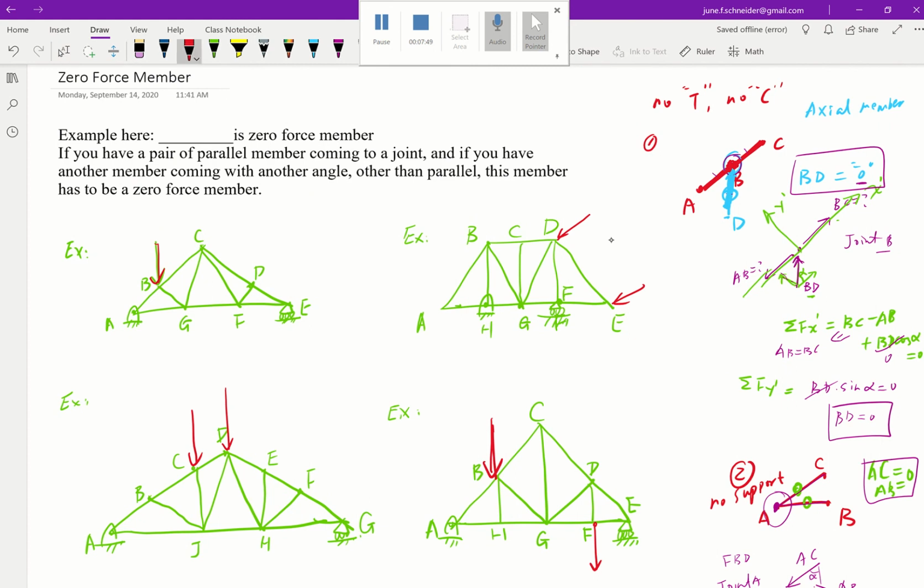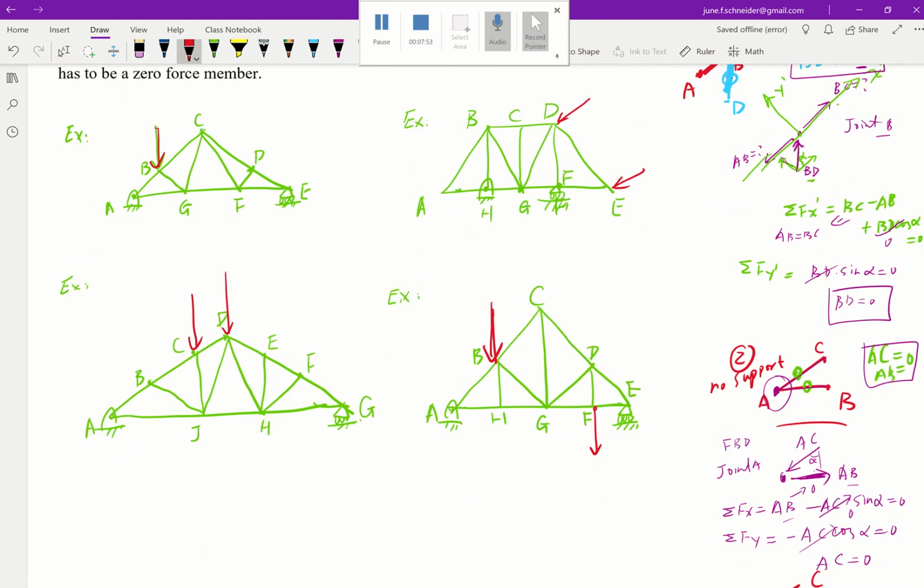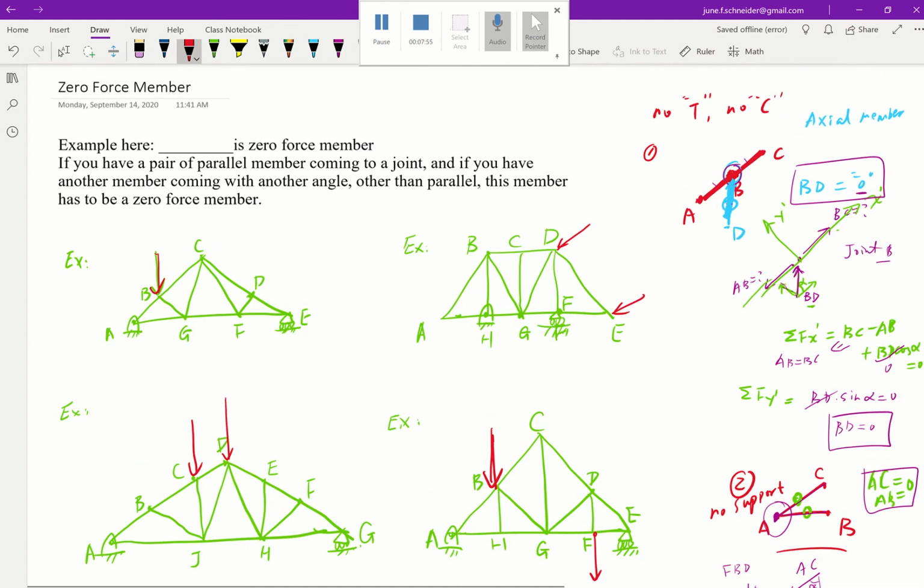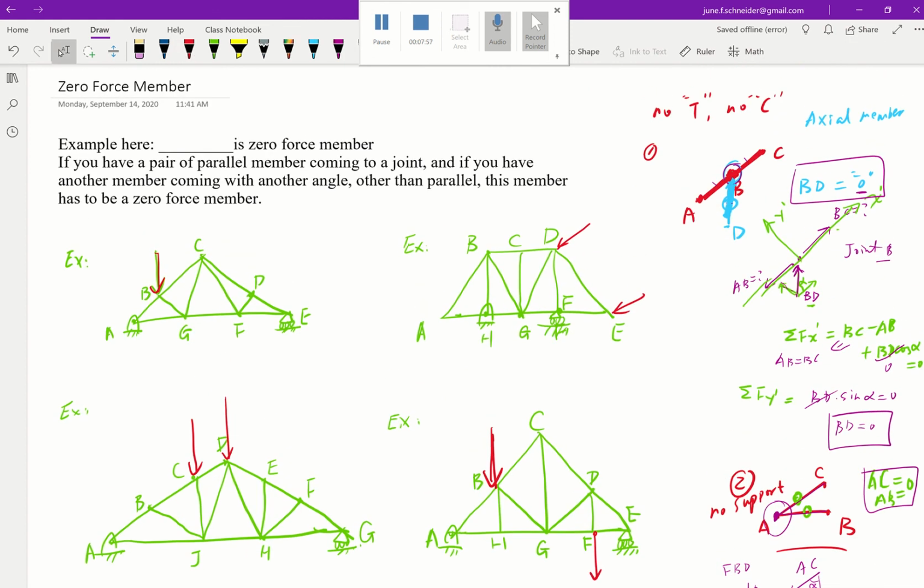So think about the first possibility and also the second possibility here. Now I'm going to practice with you how we use those rules to select a zero force member. Let's look at this example here. Can you find any zero force member in this truss?